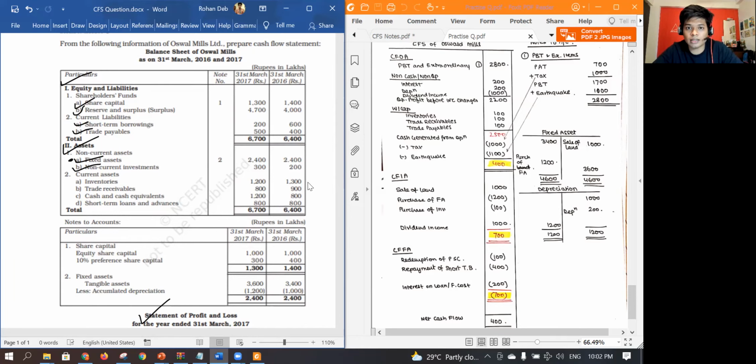Inventories is my current asset. So current asset is decreasing means cash flow will increase. So positive change. A 100 rupees decline will give a 100 rupees increase over here. Inventory done. Trade receivables is also decreasing by 100, so that will make my cash flow increase by 100.